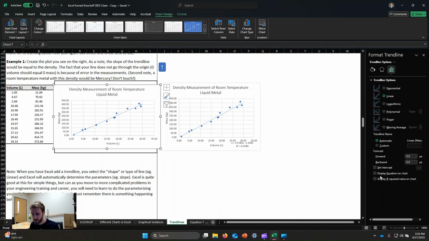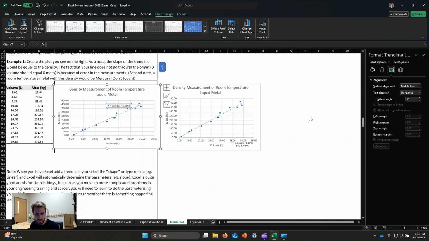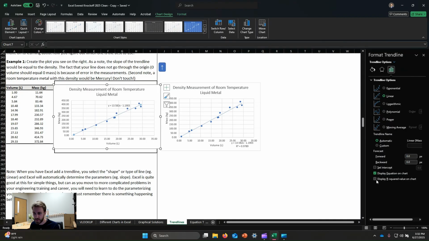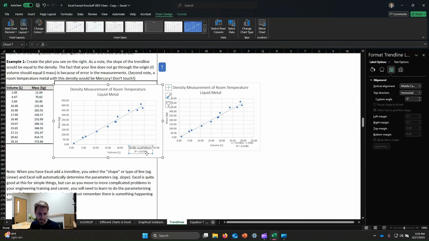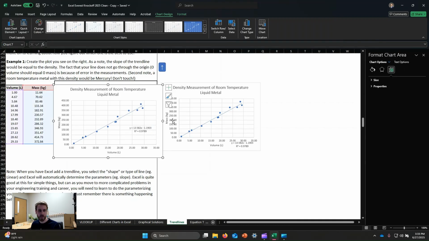There are these checks down here. We can check to display the equation on the chart and we get this pop up. I'm going to format my line and display the R squared value as well, which is a measure of how good of a fit it is, how close it is to the data. And there is our graph with a trend line.